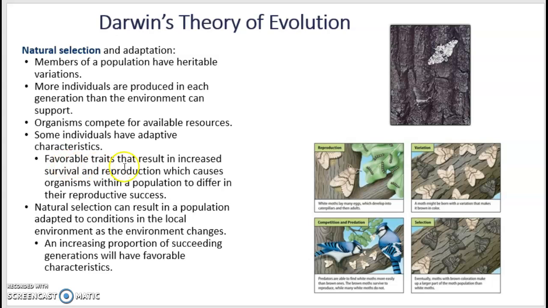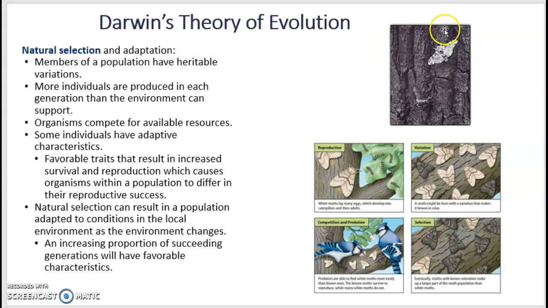That's just one example. So that trait there in that moth, the dark versus light, that would result in increased survival and reproduction. So that means this dark moth here is more likely to survive long enough to pass its genes, its alleles, onto an offspring, whereas this moth is not as likely to produce offspring before it's eaten. So it's not just survival, it's survival and the ability to reproduce and pass those genes on. Natural selection can result in a population adapted to conditions in the local environment as the environment changes.